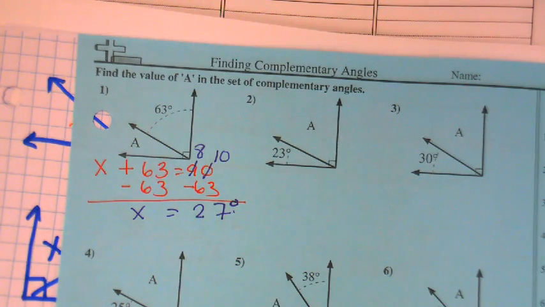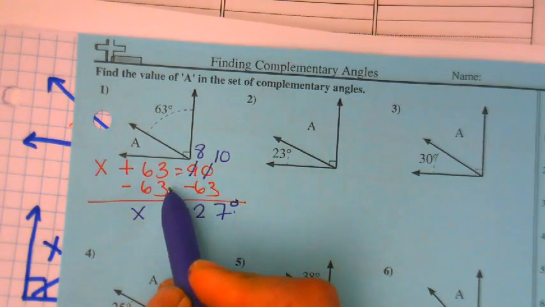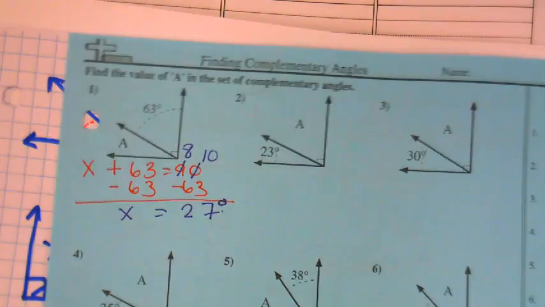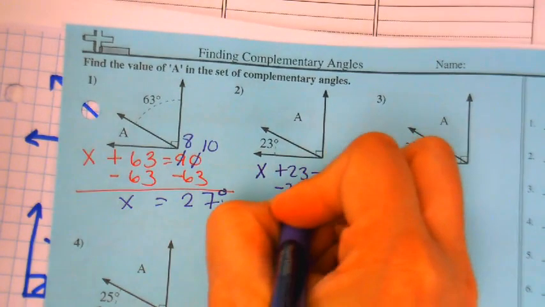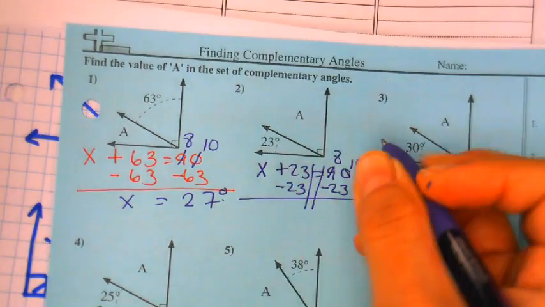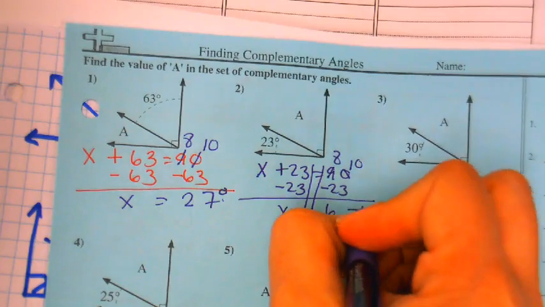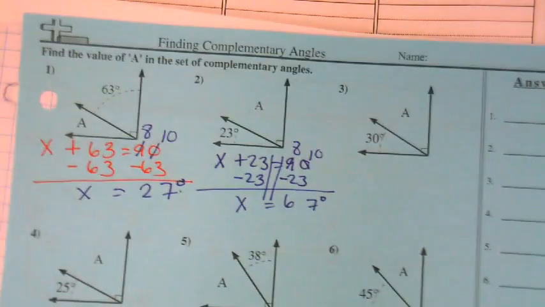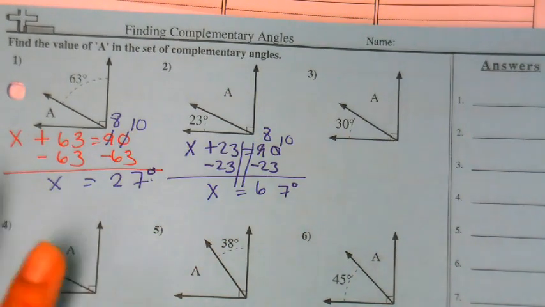Why is it always 8 and 10? Every time we borrow. Oh, because that's the rules of borrowing. 0 always becomes 10 if it's at the end, and this is always 90 because it's complementary. So, yes, 8 and 10. You're right. Good observation. X plus 23 equals 90. Minus 23, minus 23. 10, 8. X equals 67 degrees. I think the only time there wouldn't be a 10 is if it's a 10 in the 10 space.